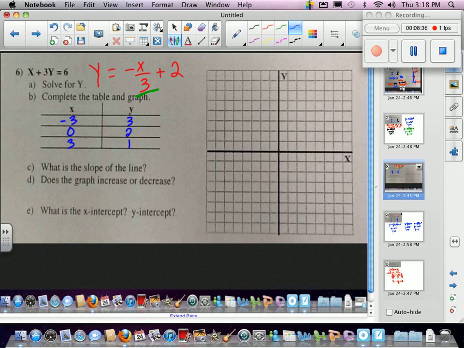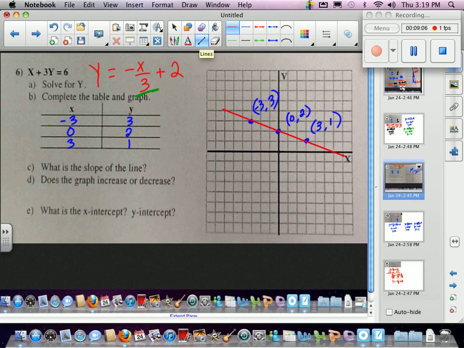Again, it says to complete the table and graph, so now we need to graph these ordered pairs. -3, 3, we go left 3, up 3, put a point. Okay, we're going to go 0, 2, we don't go left or right any, we go up 2. And then 3, 1, we're going to go right 3 and up 1. So this is 3, 1, this is 0, 2, and this would be -3, 3. Again, it's an equation, so we're going to go ahead and put a line through the ordered pairs.